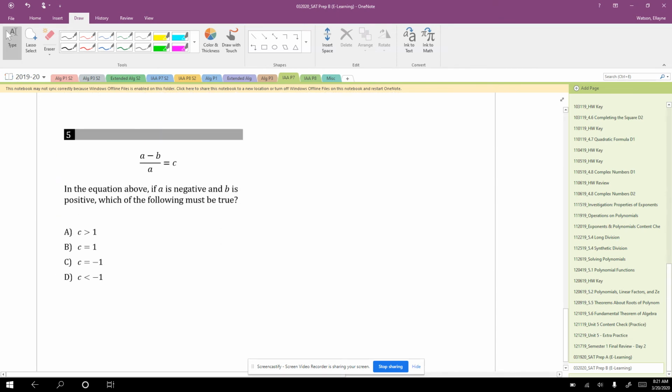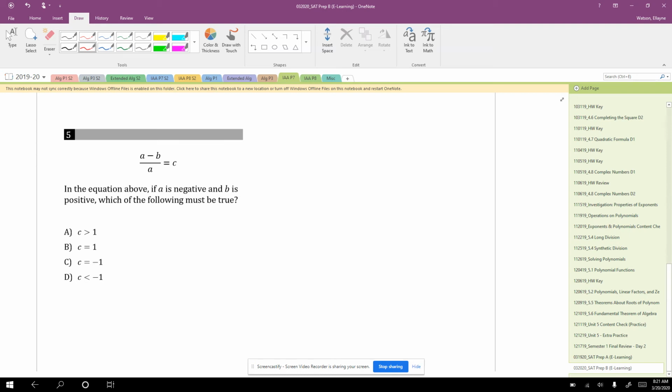It says in the equation above, A is negative, B is positive. Which of the following must be true? So if you look at your answer options, you're looking for what C could be. C is greater than 1, equal to 1, equal to negative 1, or less than negative 1. Couple ways to approach this.